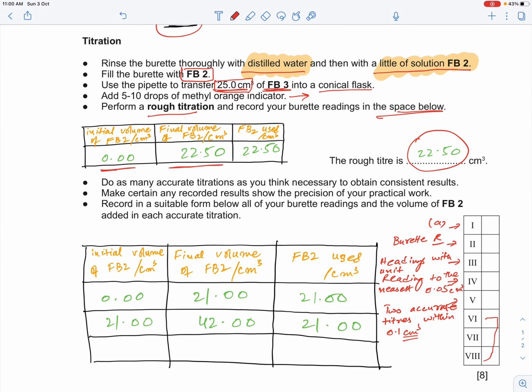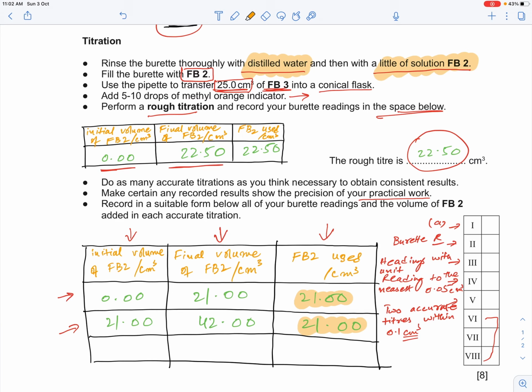Do as many accurate titrations as you think necessary to obtain consistent results. Make certain any recorded results show the precision of your practical work. And record in a suitable form below all of your burette readings and the volume of FB2 added in each accurate titration. So we have tabulated all the values here: the initial volume of FB2, the final volume, and the FB2 used. This is the result of the first titration that I performed, and this is the result of the second titration. And I got the same volume of FB2 used in both titrations, that was 21.00 and 21.00.